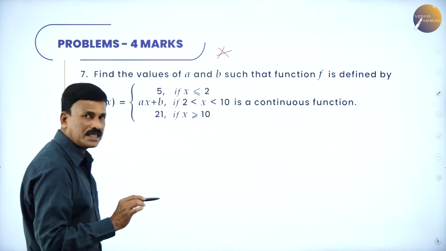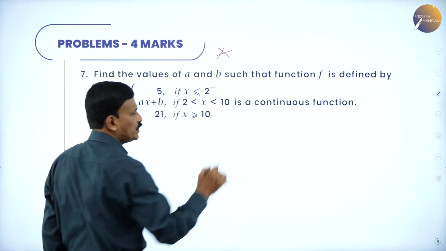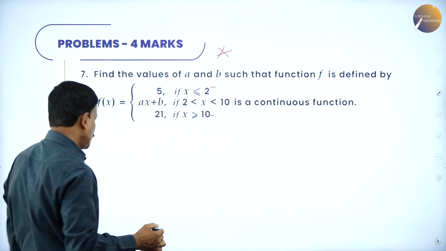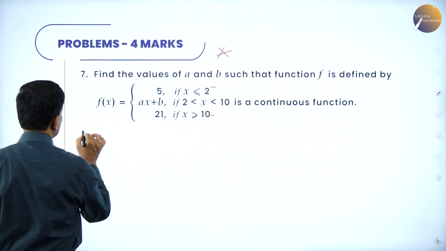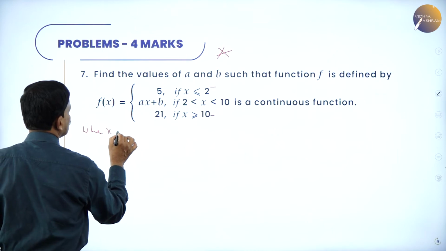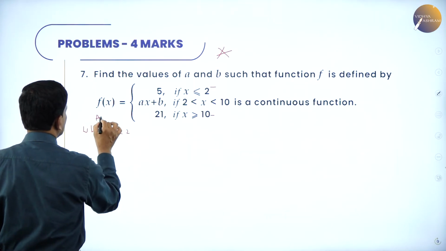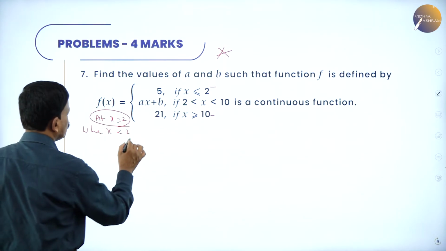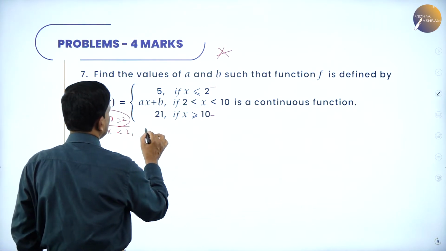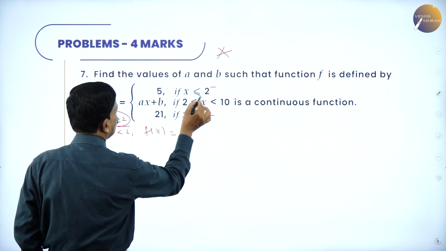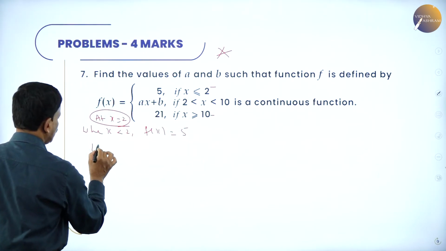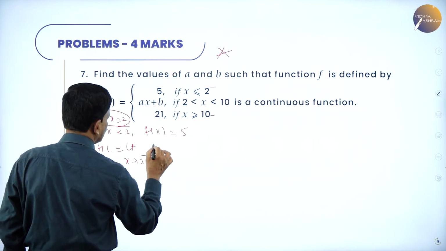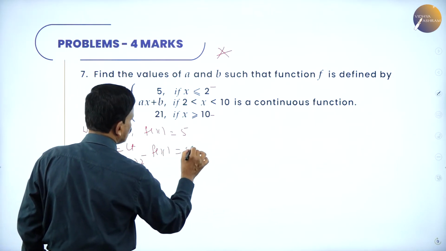So there are two values. First at x is equal to 2 find out the limits, again at x is equal to 10 find out the limits. Let us come to the first case, when x is less than 2. So this is at x is equal to 2. When x is less than 2, what is f of x? The functional value is 5. You will get the left hand limit. Left hand limit is equal to the limit as x tends to 2 minus of f of x, that is equal to 5.